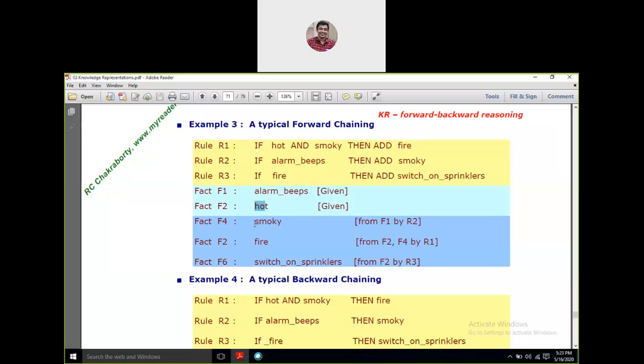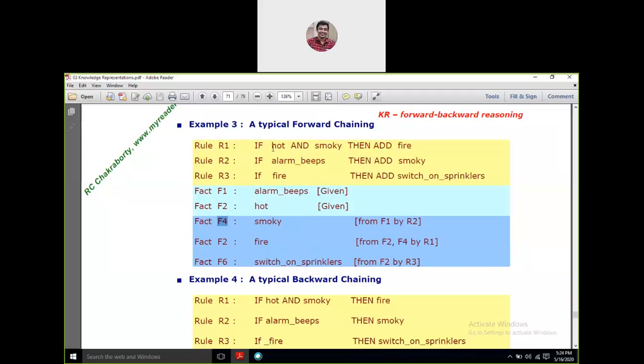So hot and smoky, that means F1 and R2. Sorry, by F1 and R2. So here I'll be coming up to hot and smoky, that means F2 and F4. So by using F2 and F4, hot and smoky.